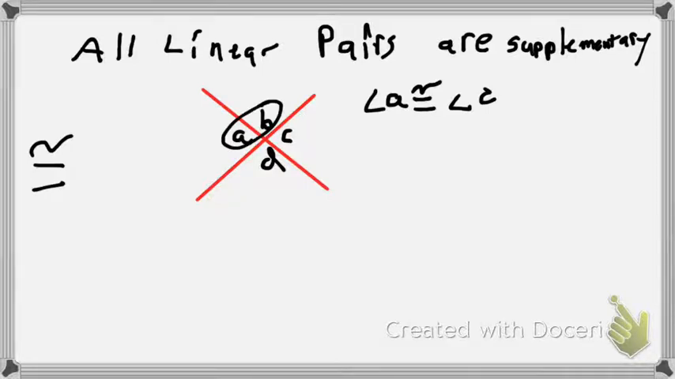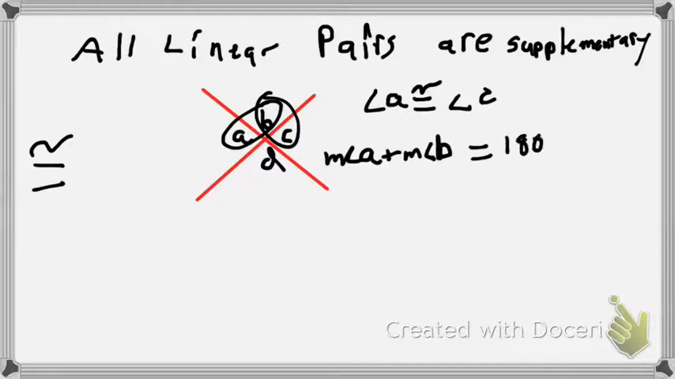So what we're going to do is look at two sets of linear pairs. We look at A and B, and we look at B and C. Both of those are linear pairs, so they have to be supplementary. So we know that the measure of A plus the measure of B has to add up to 180 degrees, and that the measure of B plus the measure of C equals 180 degrees.